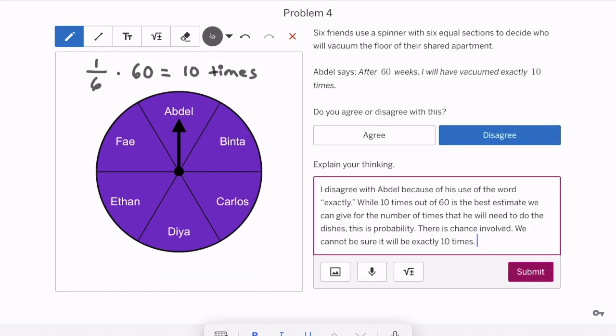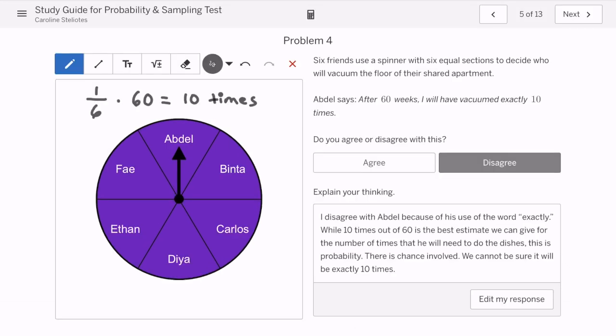Okay, something like this. I disagree with Abdel because of his use of the word exactly. Well, 10 times out of 60 is the best estimate we can give for the number of times you will need to do the dishes. This is probability. There's chance involved. We can't be sure it will be exactly 10 times. Cool. Maybe you don't have to write as much as I did, but you still definitely would need to explain in order to get full credit.